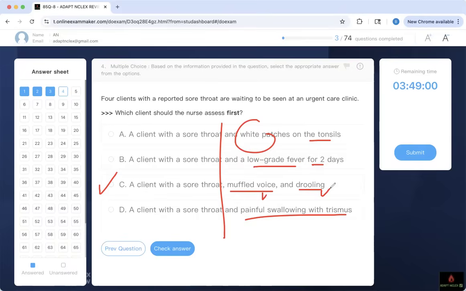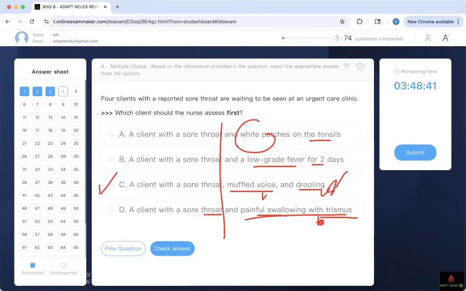Look at D. It's a trap, an NCLEX trap, and here's the key content to take with you. Somebody with a sore throat, painful swallowing, and trismus, meaning you cannot open your mouth, versus someone drooling, who basically can't protect their airway. What is that? Tonsillar abscess. So this is a tonsillar abscess.